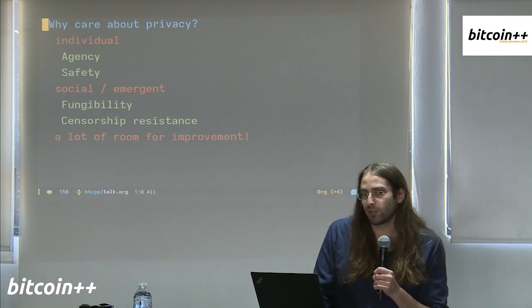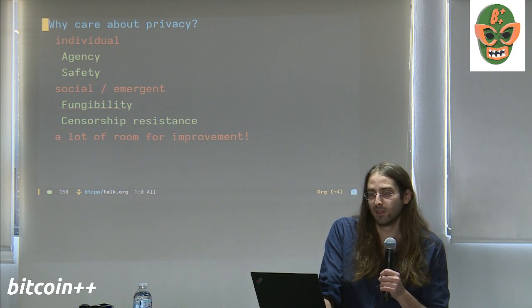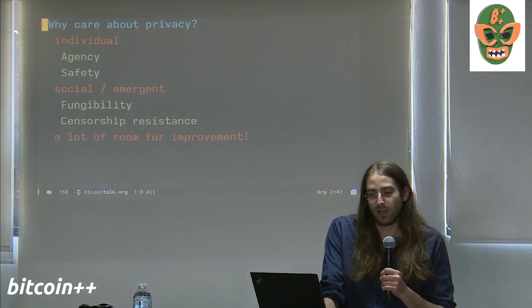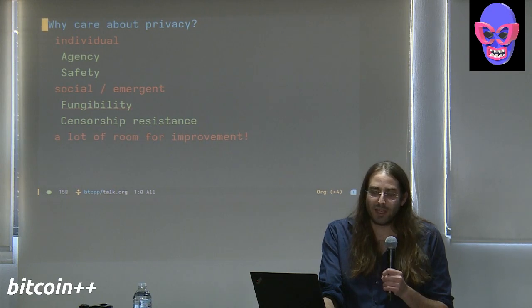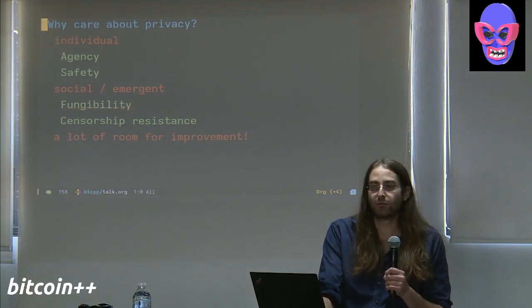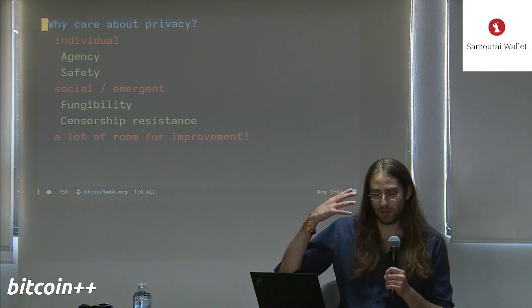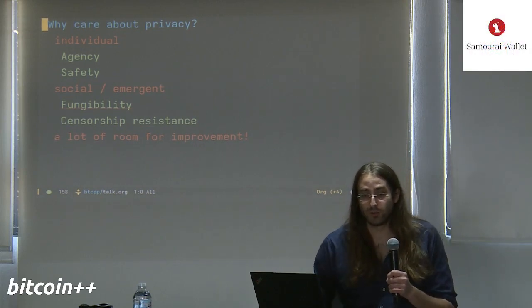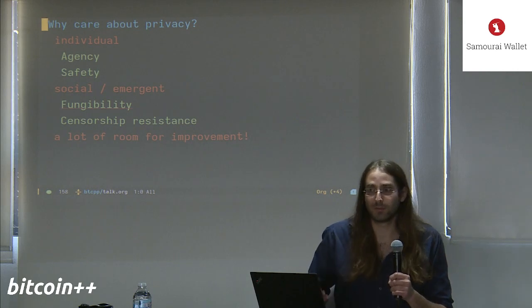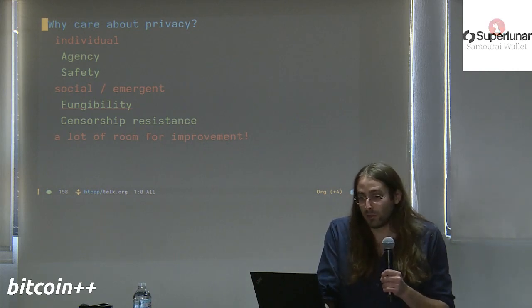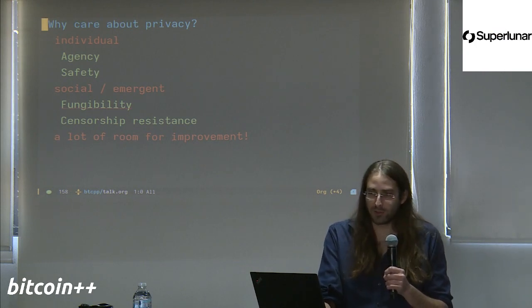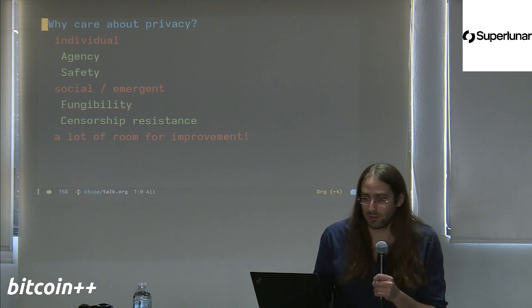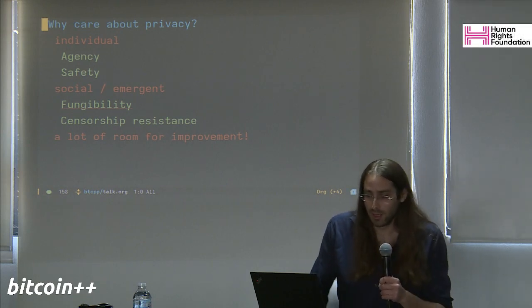For me, the whole privacy question splits up into two main parts. There's the individual angle and the emergent or social perspective. For the individual part, I think it's mainly to do with you can't really have freedom and agency without privacy. If you're not able to have control over your own thoughts, your own life, you are vulnerable to coercion, you're vulnerable to exploitation, and everybody deserves privacy on some level. I think that's an axiom, basically.